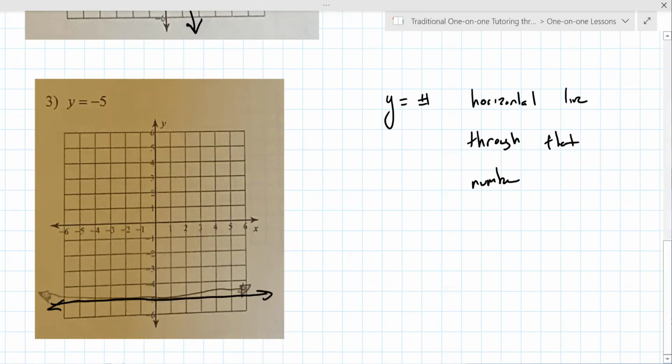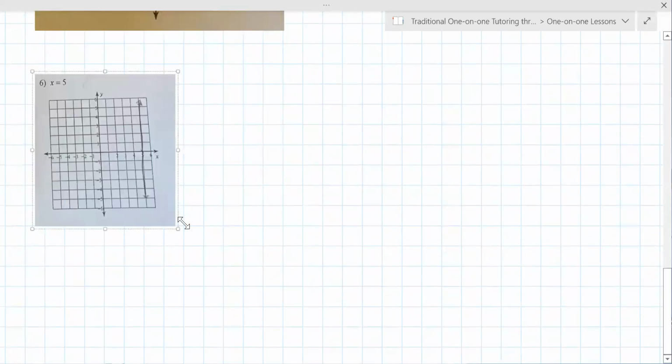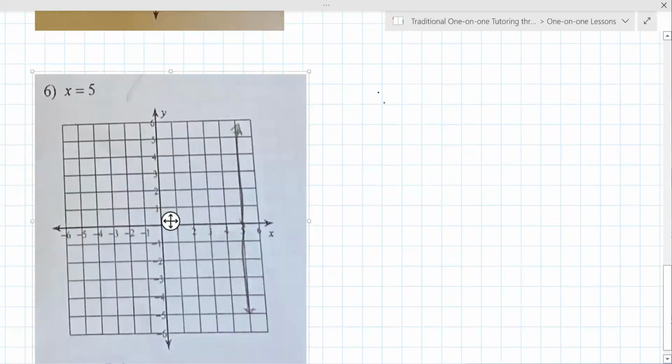Okay, and then the other exception here to remember, and you already have it correct here, is the vertical line. You want to have this one down: when it's x equals a number, that's a vertical line through that number. You have it correct right here.